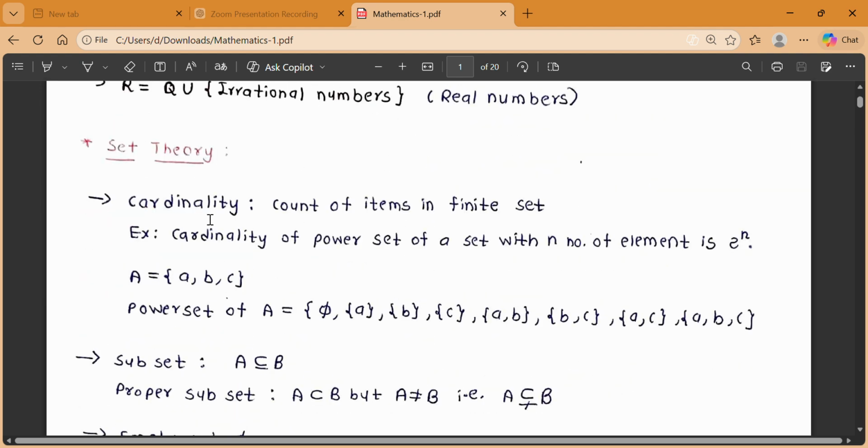Number sets and set theory: cardinality is the count of items in a set. Example, the cardinality of the power set of a set with n elements is 2 to the power n. A equals {a, b, c}. The power set of A is the set of all subsets of A, and subset.